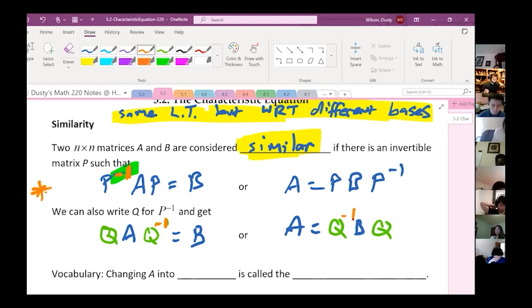Yeah. So in this case, we're saying that P equals Q inverse. They're just inverses of each other.